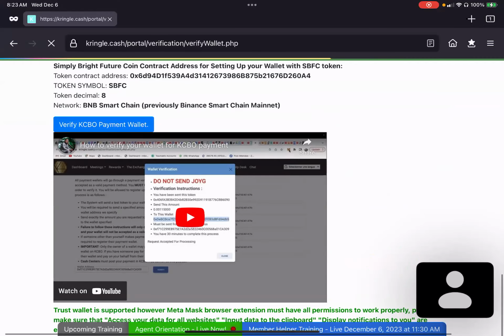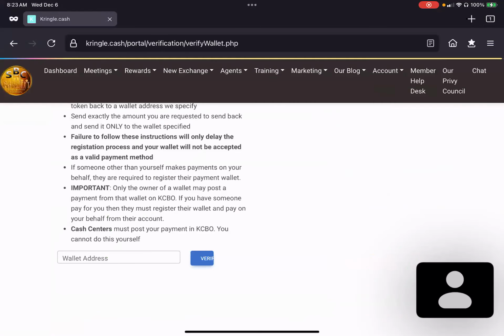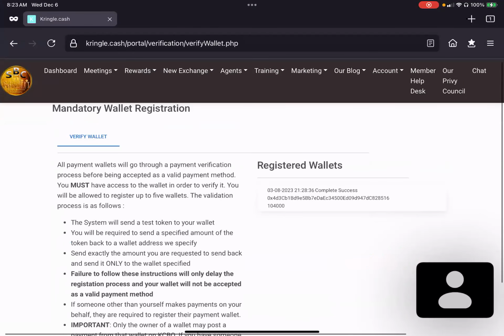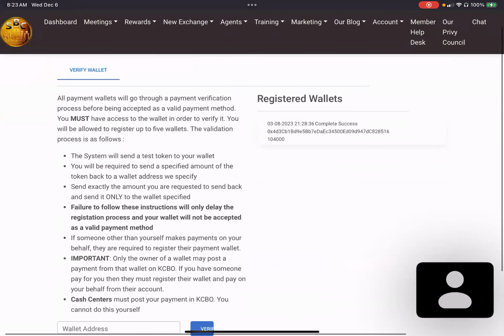the verify your wallet system right here. So this verification, you've got the opportunity to put in 5 registered wallets. And that's 5 wallets that your payment can come from. The verification system is made so that it verifies the payment coming from you to us so that someone can't steal it. They can't steal your hash because we know that the payment is coming from you. As a sponsor, you can validate up to 5 wallets.